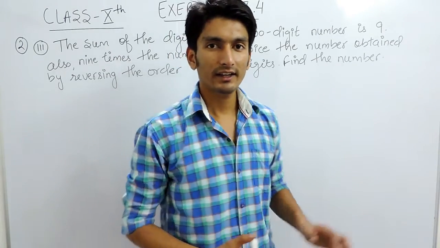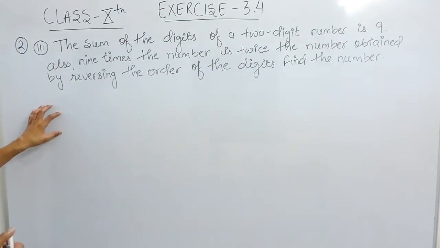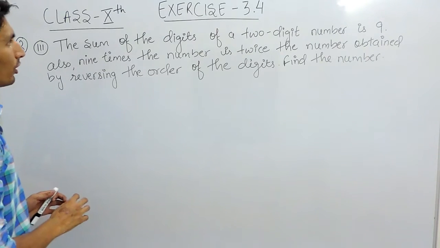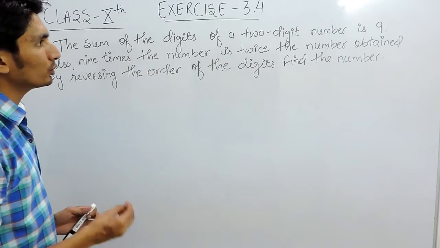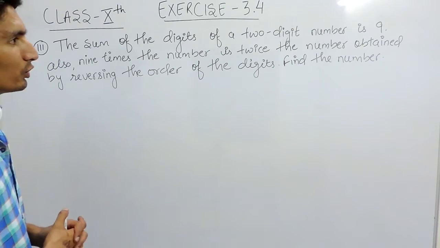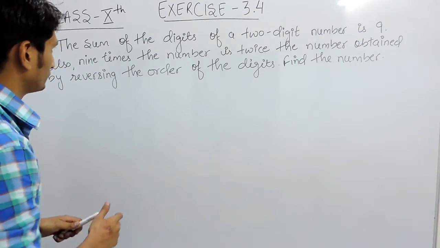Hello everyone, in this video we are going to solve part 3, and in part 3 it is given that the sum of the digits of our 2-digit number is 9. Also 9 times the number is twice the number obtained by reversing the order of the digits. You have to find the number.